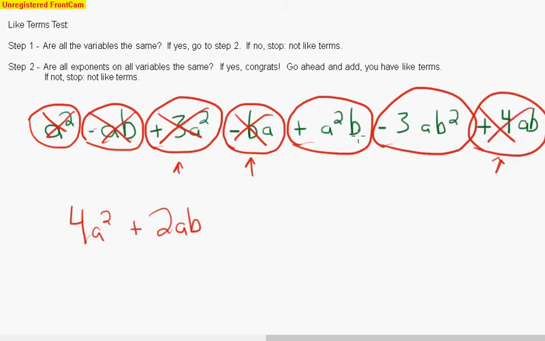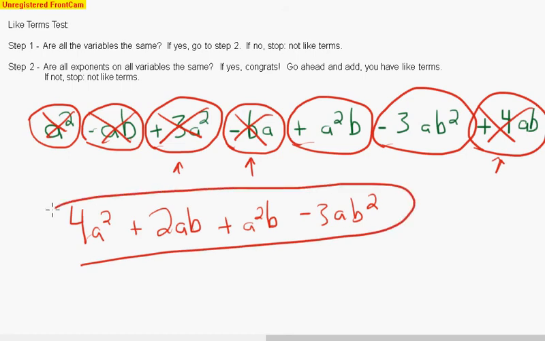And then finally, positive a squared b and negative 3ab squared. Passes the first test, variables are the same, but does not pass the second test because this is a squared b and this is 3ab squared. This needs to be a squared b if it can be added with this. So really what we have is like a banana and negative 3 peaches. So this is the final simplified answer. These look like they're close, but they're not. All variables have to be the same, but not only all the variables, all the exponents on all the variables have to be the same.